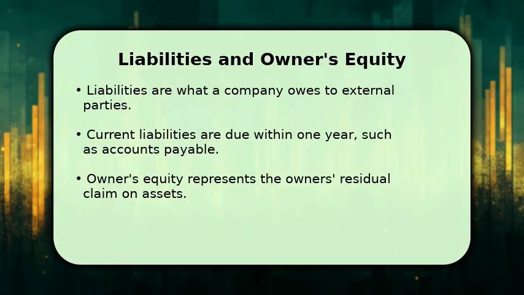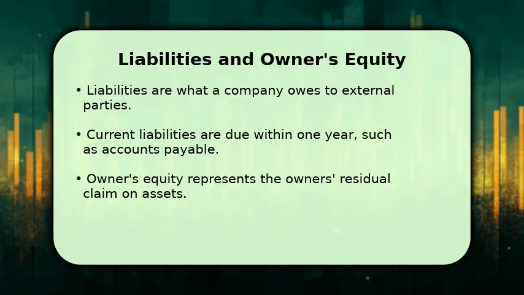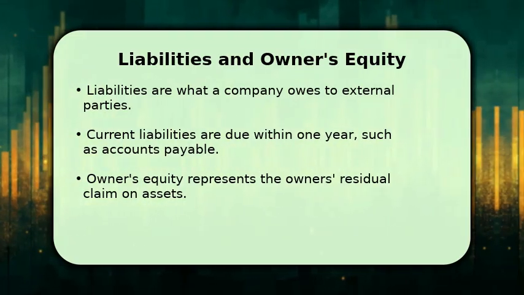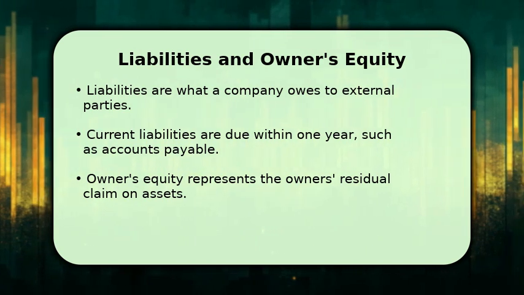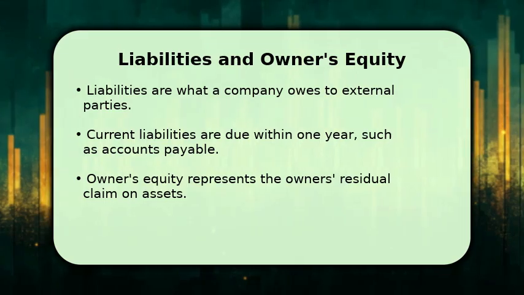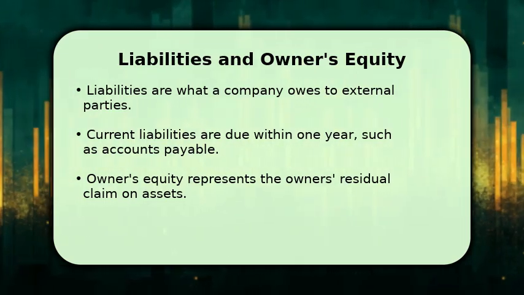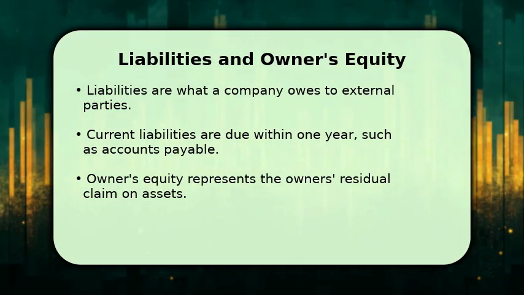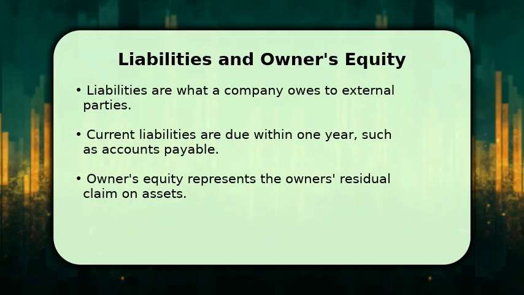Next, we examine liabilities, which are the company's financial obligations to outside parties. Similar to assets, these are categorized as current, due within 1 year, or non-current, due over a longer period. Finally, owner's equity represents the residual value after subtracting liabilities from assets. This section shows the owner's stake in the company, reflecting their investment and retained earnings.